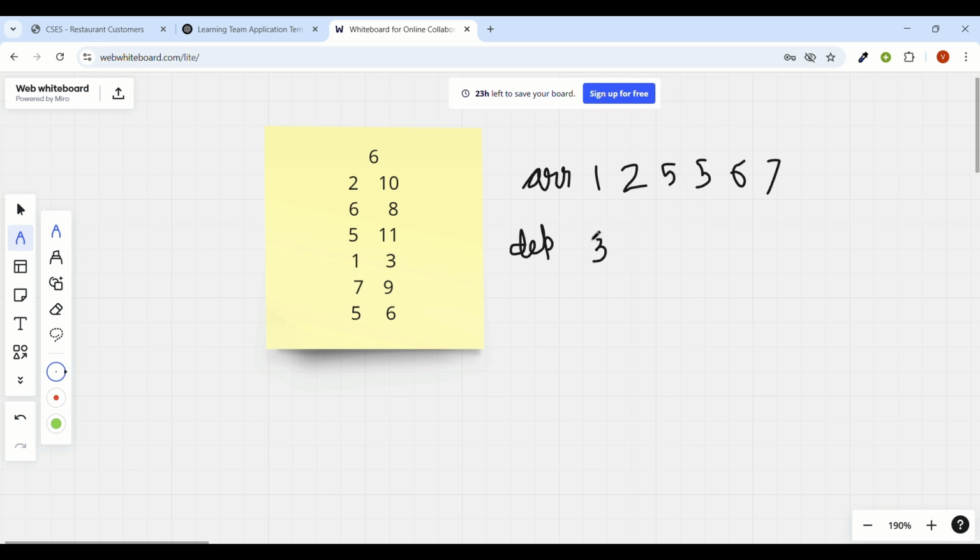Let's say the first departure time is 3. We don't care whether they are paired together or not, because we don't care about which customer arrived and departed at which time in combination. We just want to know the number of customers at any particular instance. So we don't have to care about indexes. 3, then 6, then 8, then we have 9, 10 and 11.